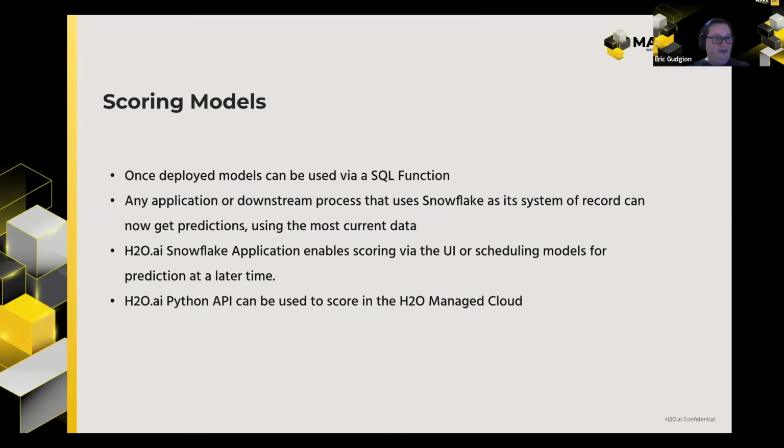There might be new account information, there might be a new number of SKUs that are available in the warehouse, new risk factors if it's a risk model. So being able to access the data in real time and get the predictions then and there when you need them is really what the power of the scoring integration brings you. We can score that through the SQL calls, or we can score it and schedule it through the UI. And we also provide an API that allows us to score them directly inside of the managed cloud environment.